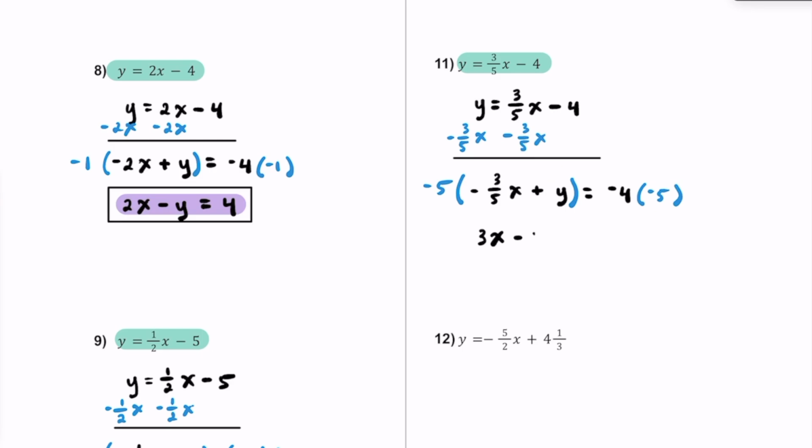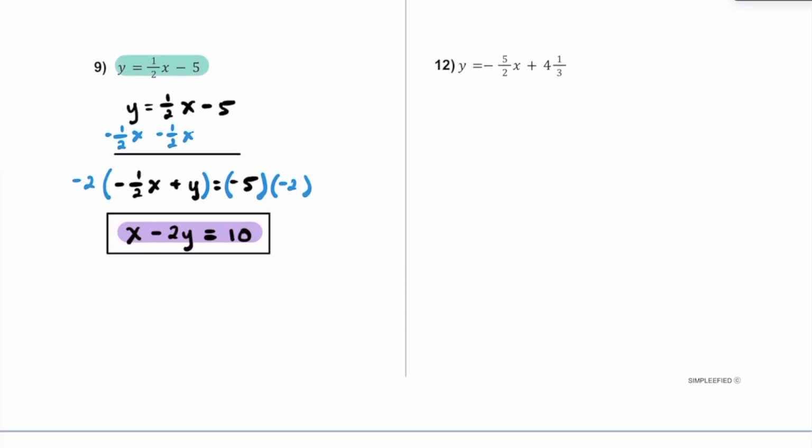That's going to be minus 5y. And on the right side here, we have a negative 4 times a negative 5. That's going to be a positive 20. So this would be our linear equation written in standard form, where a is 3, b is negative 5, and c is 20. All right, here's one final example for number 12.